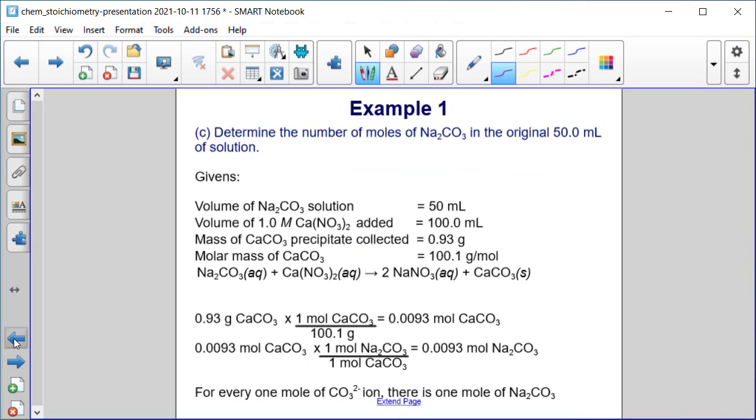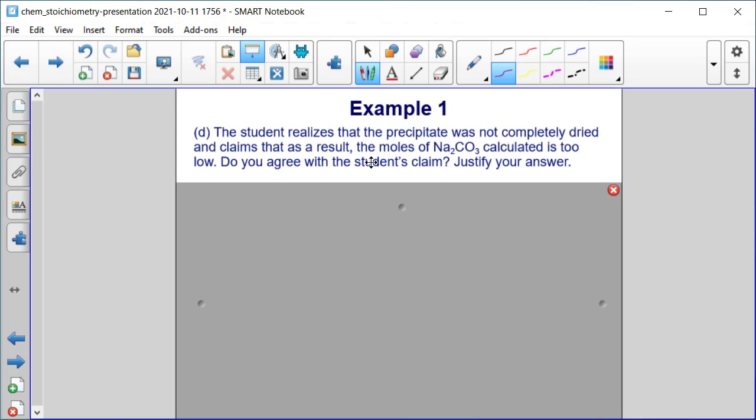So if I go back one question, we had a mass of precipitate collected to be 0.93 grams. Now, if it wasn't totally dried, what's contributing to that mass? Well, what's contributing to that mass is the water that's still there, right? So this would be too high, resulting in too many moles, right? So that increases the estimate of the number of moles of reactant. Okay, so this student says that the calculation might be too low, but if we have too much mass, then that means the number of moles we calculate would be too high.